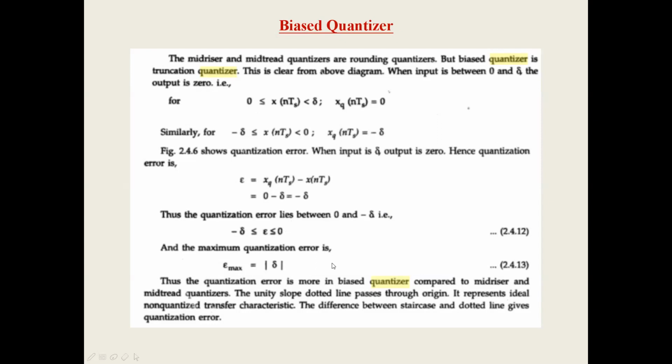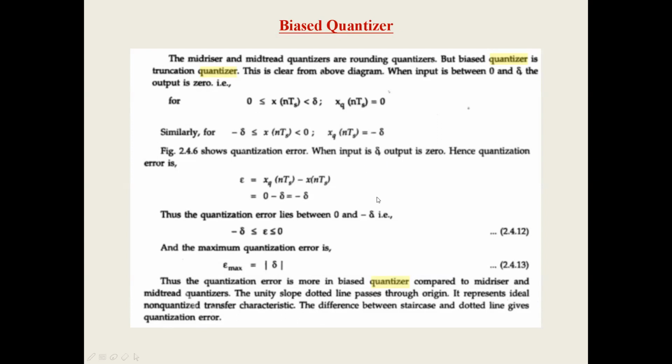So the maximum quantization error occurs in the biased quantizer, but we require lower values. So it is better to prefer the previous two versions over the biased quantizer, as the quantization error is larger in the biased quantizer compared to the mid-riser and mid-tread quantizers. The unit slope dotted line passes through the origin. It represents the ideal transfer characteristic. The difference between the staircase and the dotted line gives you the quantization error. So the quantization error is more in this biased quantizer.